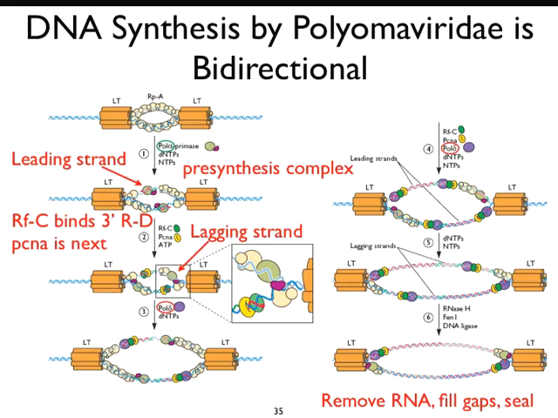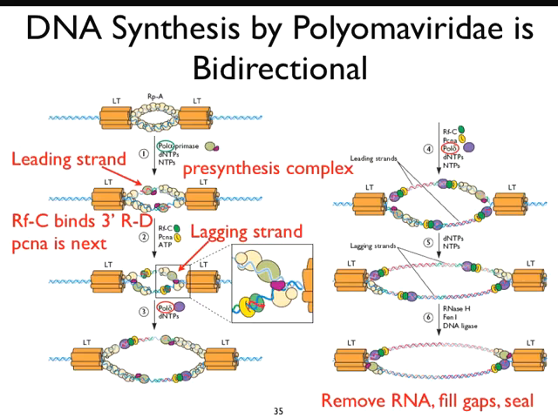Once that first Okazaki fragment is made, RFC binds the 3' end of the RNA-DNA hybrid, okay, because you've got one strand that has a little bit of RNA in it and a little bit of DNA. So the 3' end of that is bound, and PCNA is added on in the presence of ATP. So now we have this structure, which is the loaded clamp.